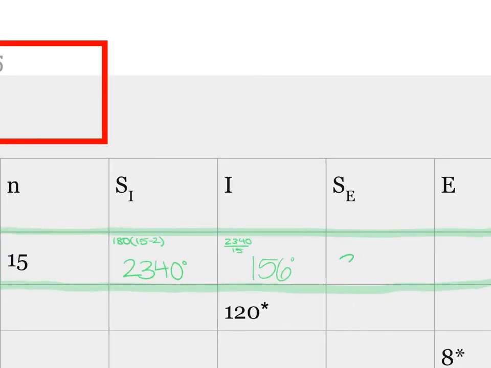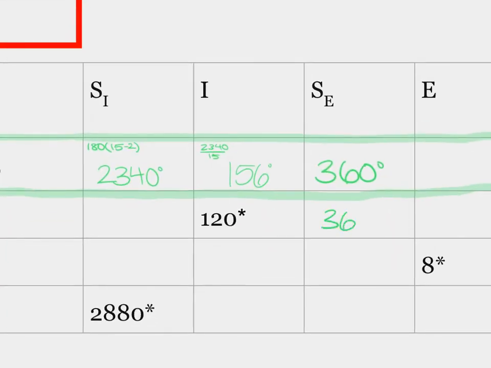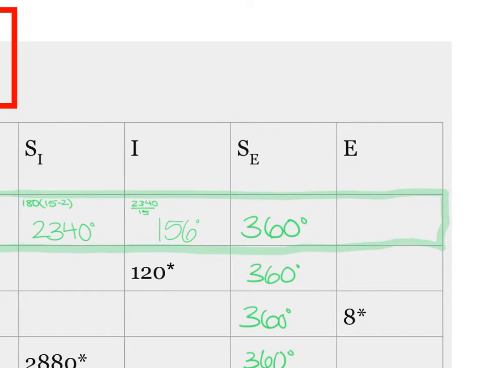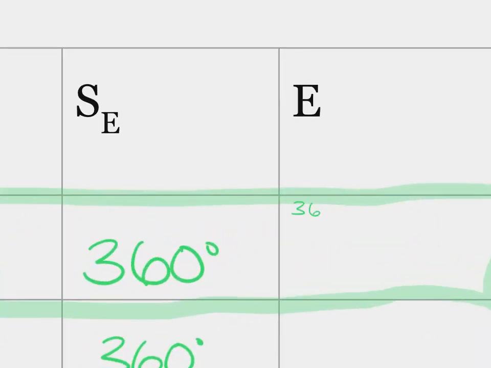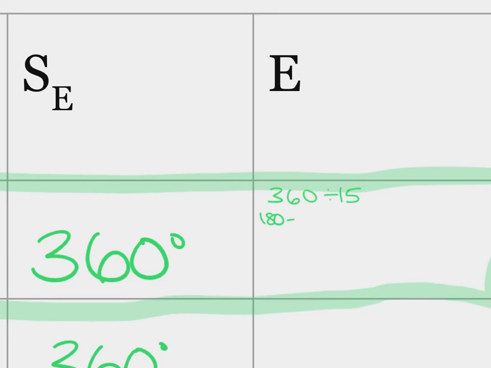I know the sum of my exterior angles is 360 degrees the entire way down, so I can fill in that whole chart. And now I have a choice. To find my exterior angle, I could do 360 divided by 15, or I can do 180 minus my interior angle, 156. Either way, I'm getting 24 degrees.